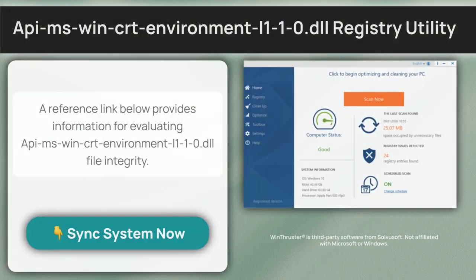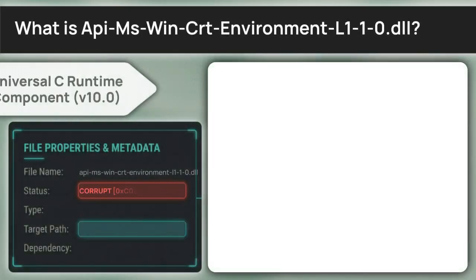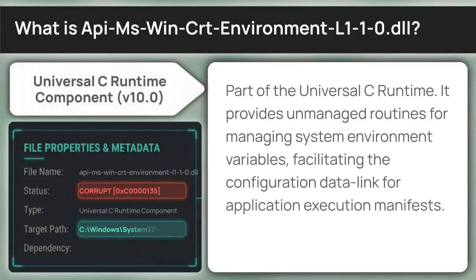This is the Windows CRT environment, part of the Universal C Runtime. It provides unmanaged routines for managing system environment variables, facilitating the configuration data link for application execution manifests. Now that we've covered what the file does, let's jump into our first fix.